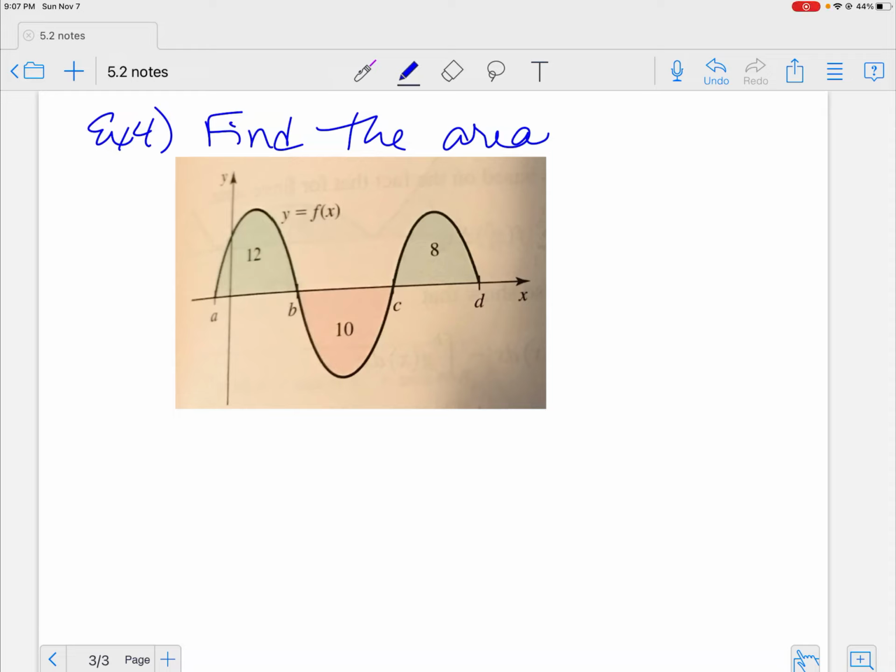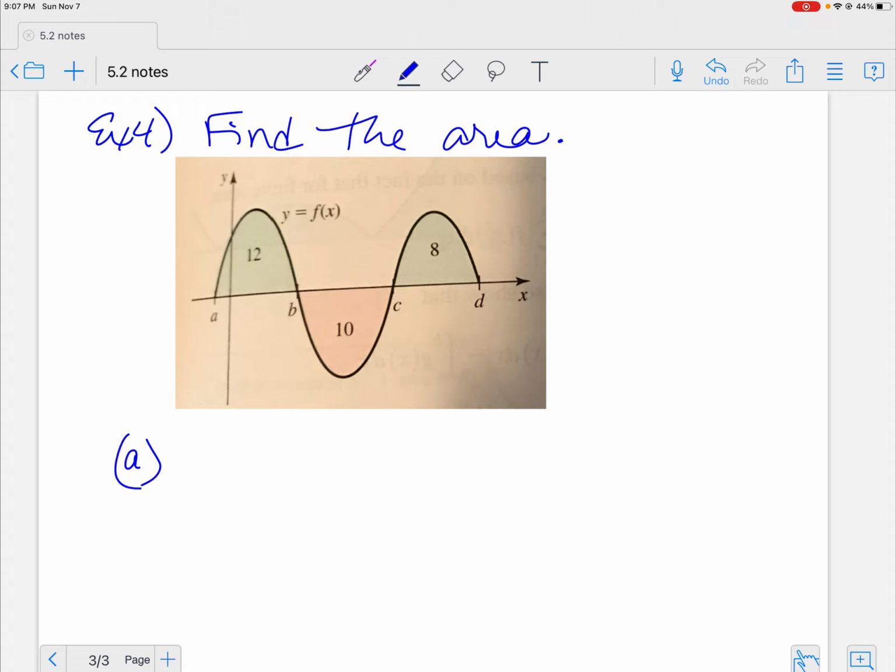Okay, now let's put some values to these, right? Now we're going to find the area, so we can generically look at that. But remember, we talked about that net area. So we're given this function, f of x. This little section here is equivalent to 12. This little section here is equivalent to 10, and this section is equivalent to 8.